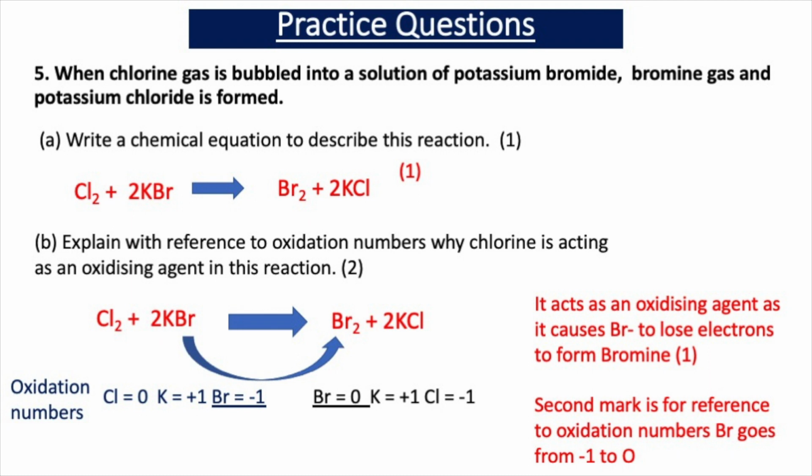So in summary, this question is worth 2 marks. So you get 1 mark for the idea that chlorine causes Br- ions to lose electrons to form bromine, and you get the second mark for making reference to the oxidation number of Br going from -1 to 0, which shows you that oxidation is taking place.